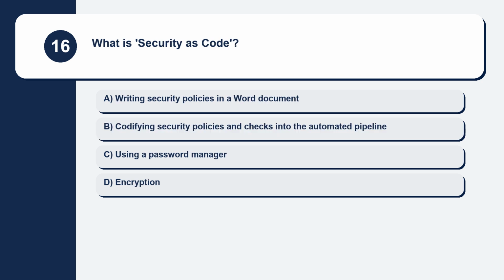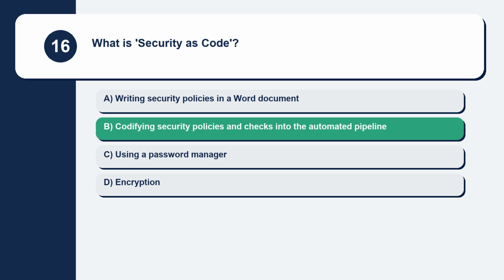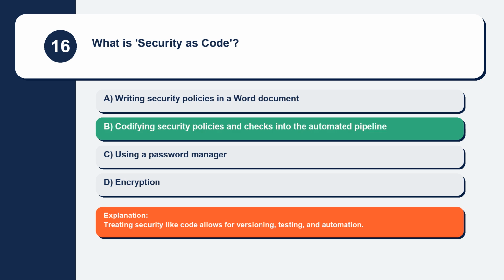Question 16. What is security as code? Writing security policies in a Word document. Codifying security policies and checks into the automated pipeline. Using a password manager. Encryption. Treating security like code allows for versioning, testing, and automation.